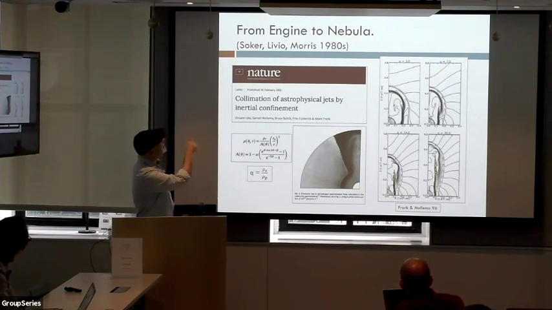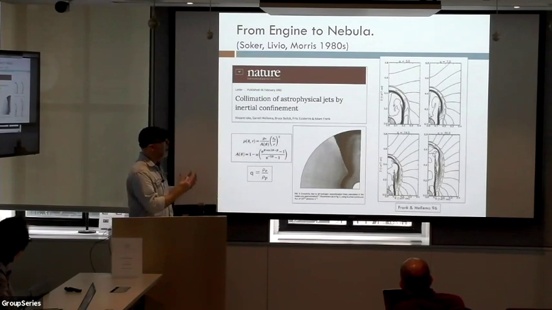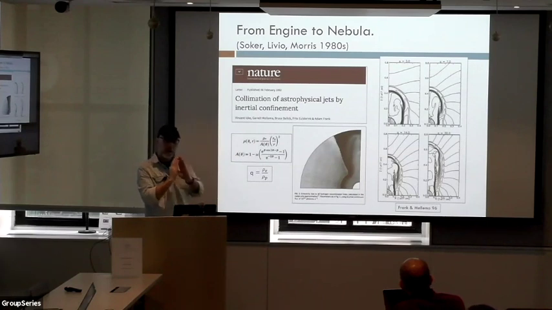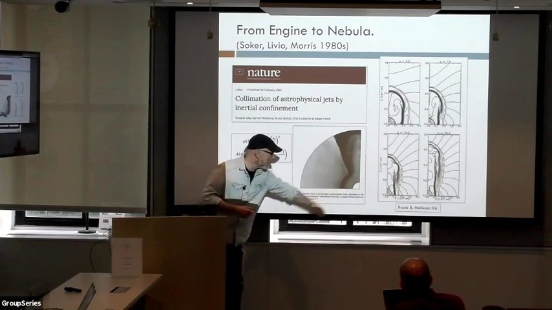In the 80s, it's people like Noam and Mario Livio and Mark Morris. Like, oh, look, if you have a binary, they're going to eject mass preferentially in the orbital plane. And then if you drive a wind into it, you'll be able to do some shaping. And this is a paper that Vincent Icke did when I was a graduate student, showing that you could get very strong collimation out of having a donut of gas around: you first eject a donut, probably from the binary, then you'd have a fast wind from the interior.